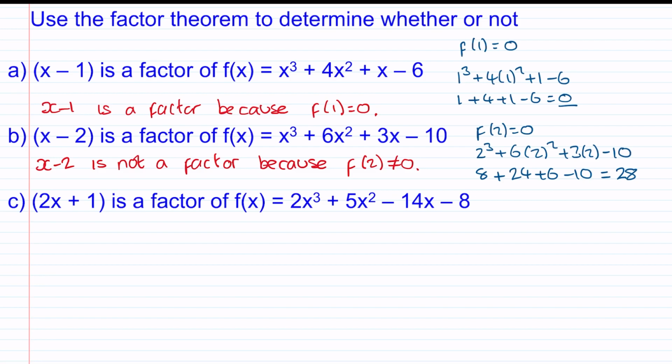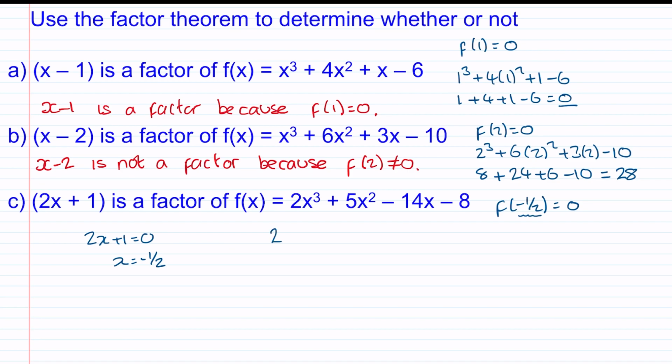And for question C, we need to make 2x plus 1 equal to 0. So x will equal negative 1/2. So when we have f of negative 1/2, we need to see if the cubic f of x will equal 0. So we'll substitute this negative half in place of x.